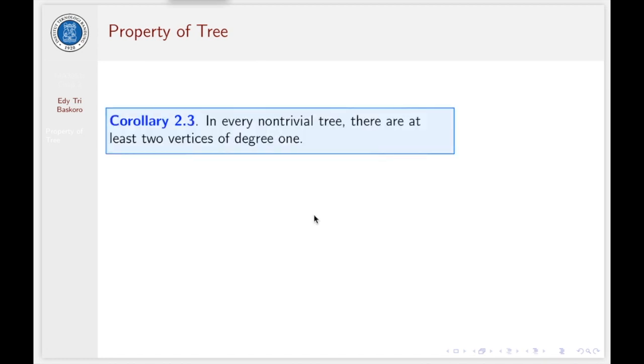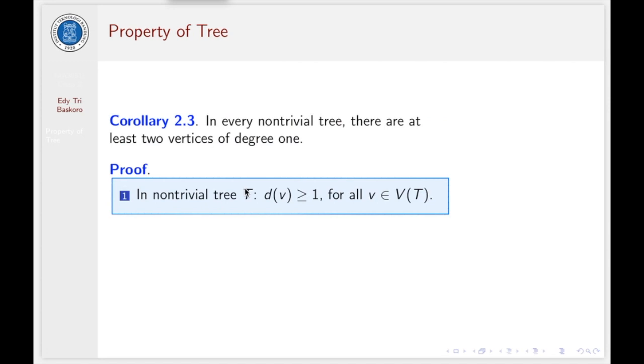As a corollary of the previous theorems, we will have this property. In every non-trivial tree, there are at least 2 vertices of degree 1. Now, let's see the proof. In a non-trivial tree, that means the tree with number of vertices at least 2, the degree of every vertex is at least 1, right?